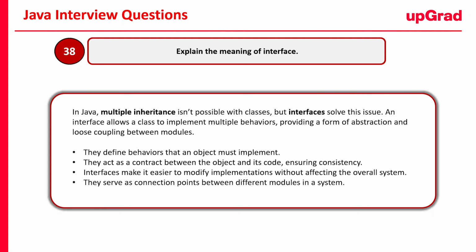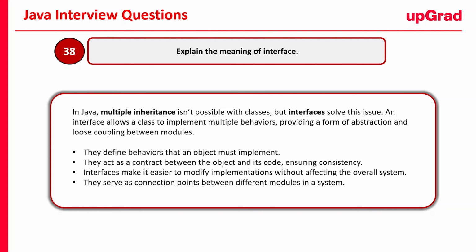So the key benefits of interfaces include: they define behaviors that an object must implement. They act as a contract between the object and its code, ensuring consistency. Interfaces make it easier to modify implementations without affecting the overall system. They serve as connection points between different modules in a system. So these were the benefits of interfaces, and we also explained the meaning of interface. So this was about interface.